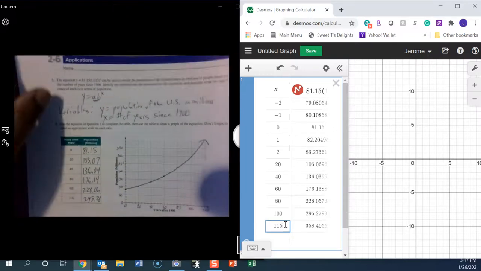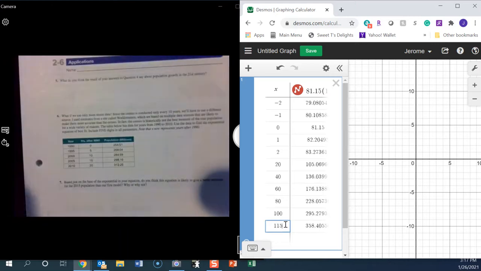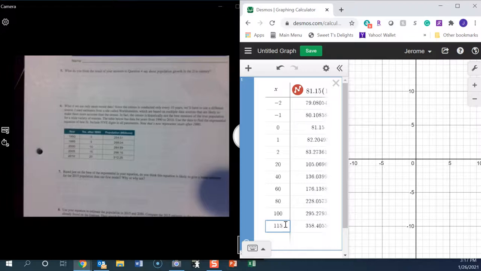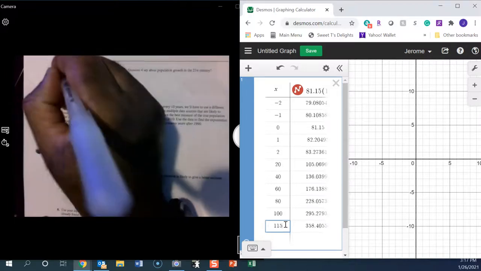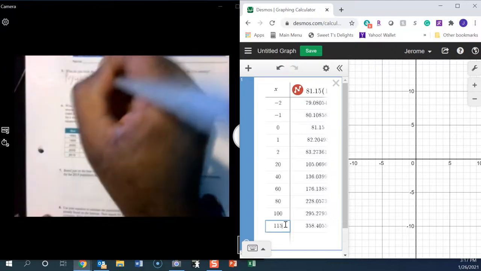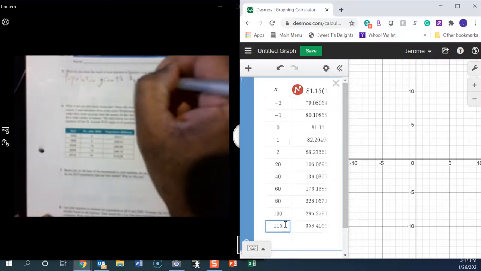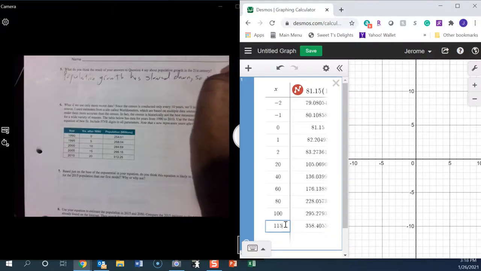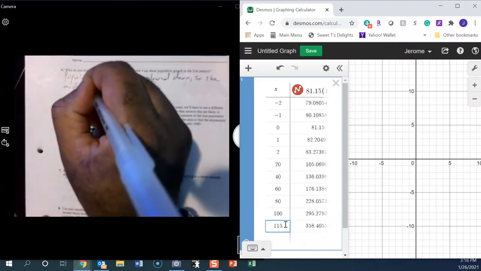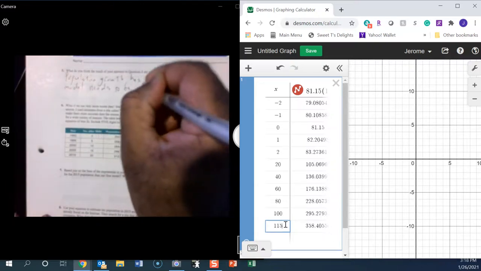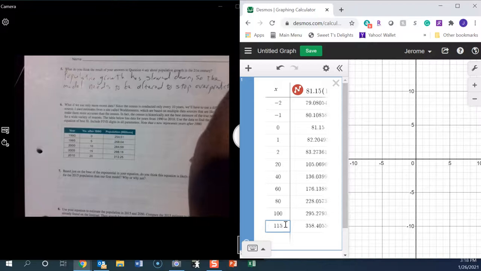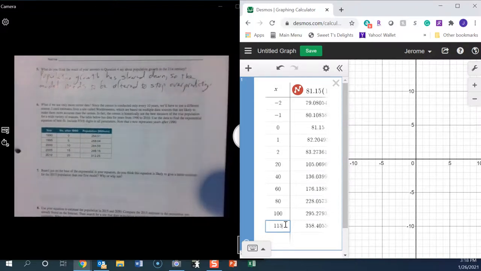Okay, now we move on to the next page. It's page 189. It says, what do you think the result of your answers to question 4 say about population growth in the 21st century? We could say that the population growth has slowed down. So the model needs to be altered to stop over predicting. Yeah, they need to get a new model so it will stop over predicting.